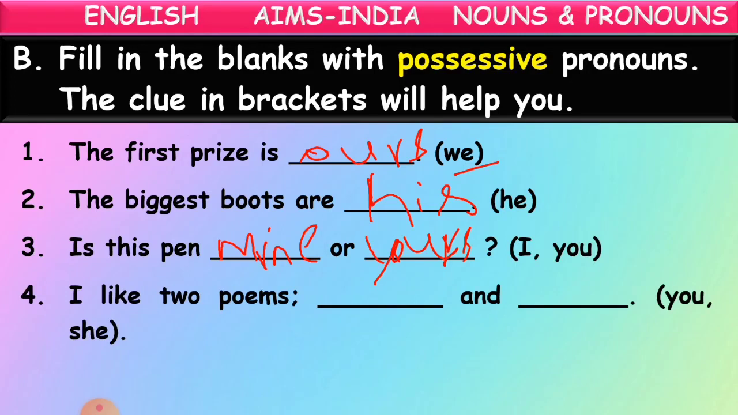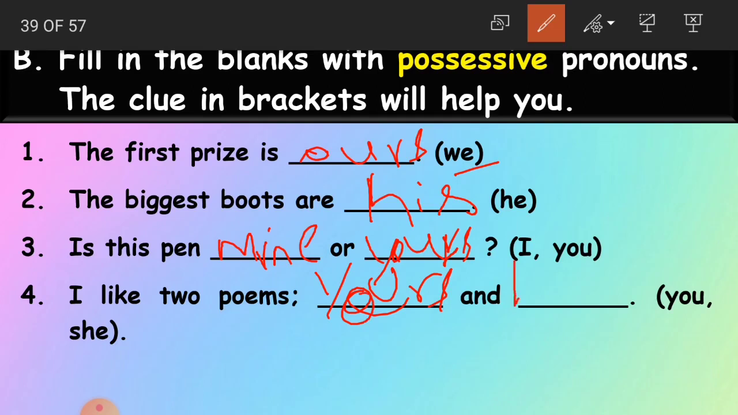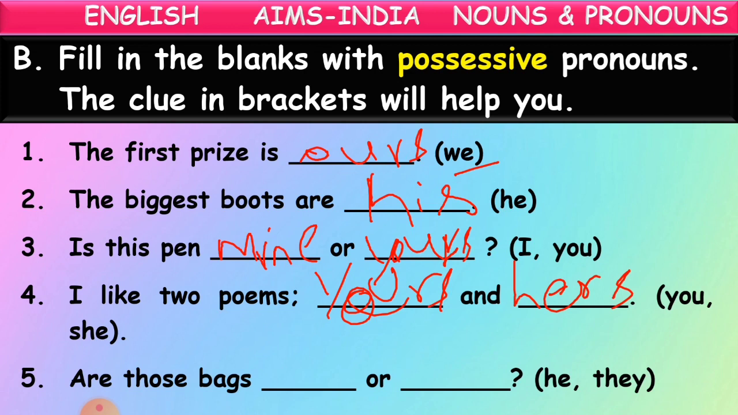I like two poems, dash and dash. What are the personal pronouns here? You and she. Those two have to be changed. The first one is you. What is that you? It becomes yours. Yours and hers. She becomes hers. Okay, children? Now the fifth one.